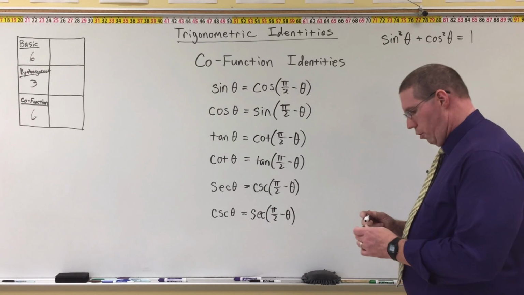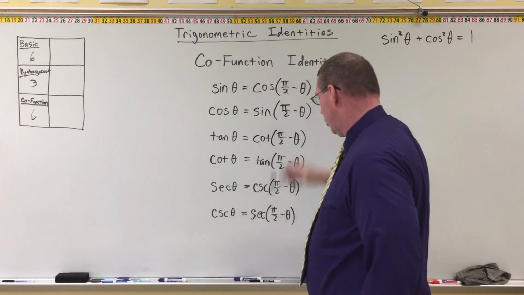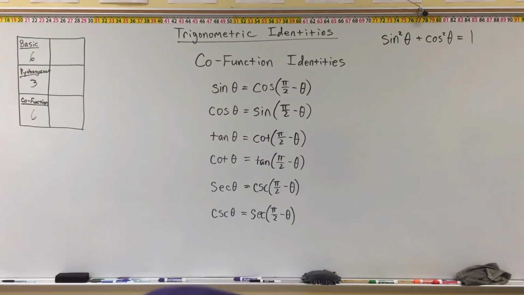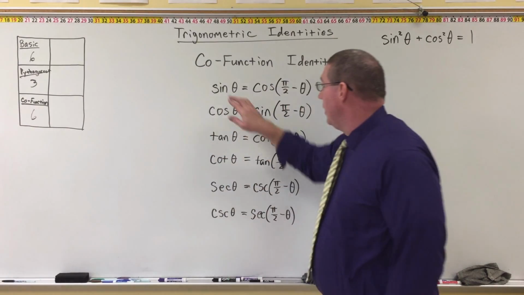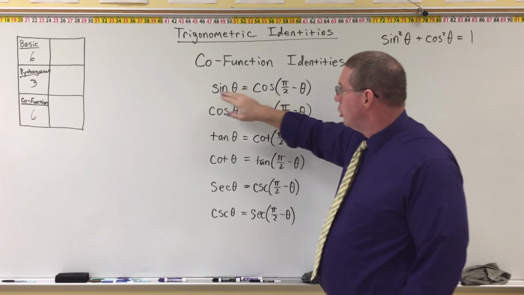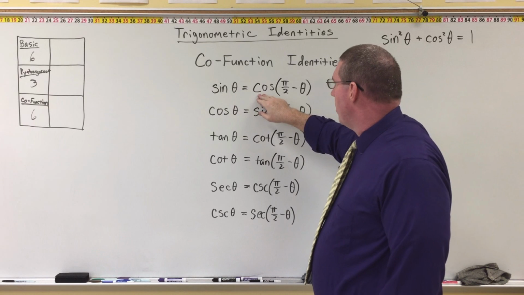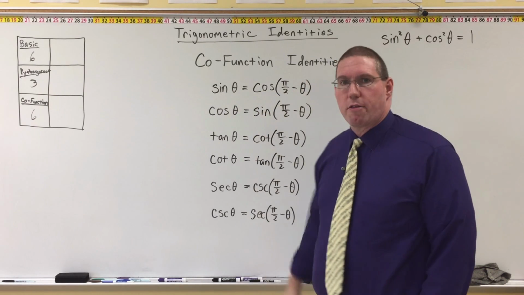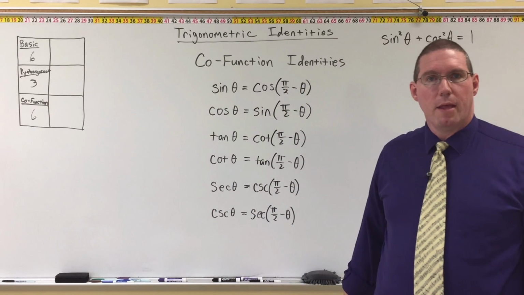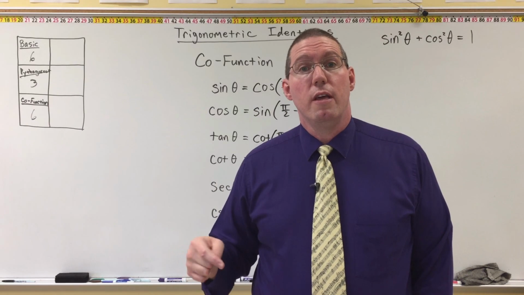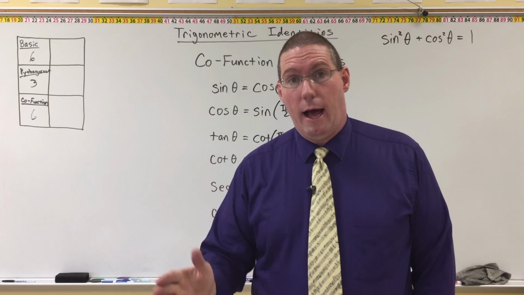And these are your 6 cofunction identities. Anytime you want to turn one trigonometric function into its cofunction, you can just go ahead and change it into its cofunction, but instead of having theta, change the theta to pi over 2 minus theta, and you have your conversion, okay? That's it for the cofunction identities. Now we're going to move on to the negative angle identities.